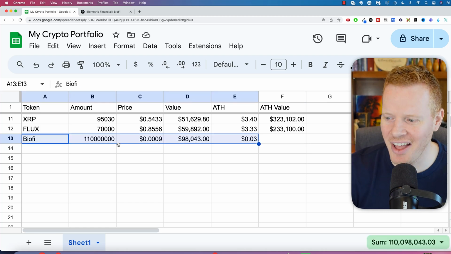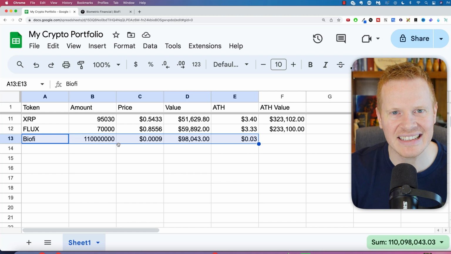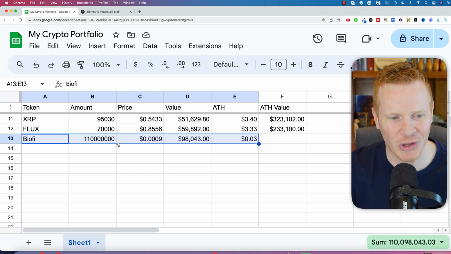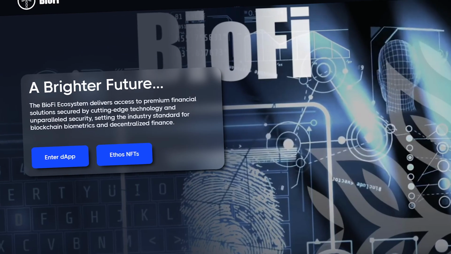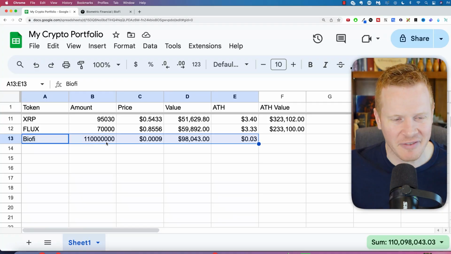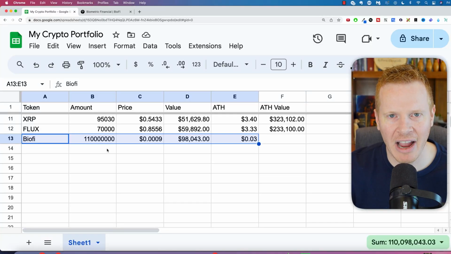So next on the list, and this is my second biggest holding, is Biofi. This one holds a special place in my heart. I am an advisor for the team. Brian, the CEO, is one of my best friends. We get together and pray every single week. He's come and stayed at my house here in Lincoln. So I really love the Biofi team.